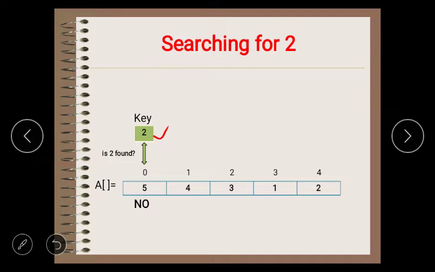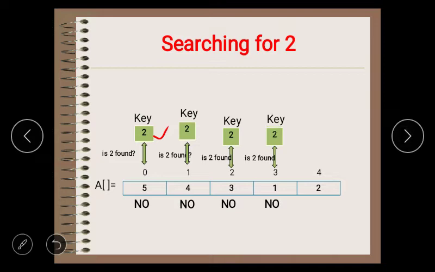Is 2 equal to 5? No. So 2 did not match the first element 5, so it will compare with the next element. Is the search element 2 equal to the first index position value 4? No. So it will go to the next value. Now it will compare the search element 2 with 3. Is it matched? No. So it will compare with the next element. Is 2 matched with 1? No. So it will compare with the next element.